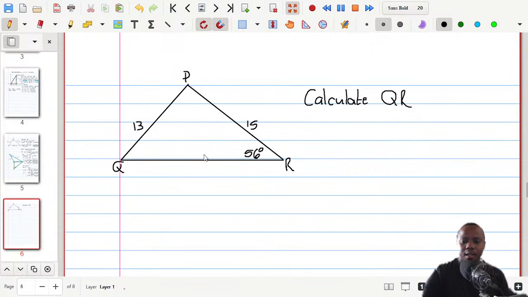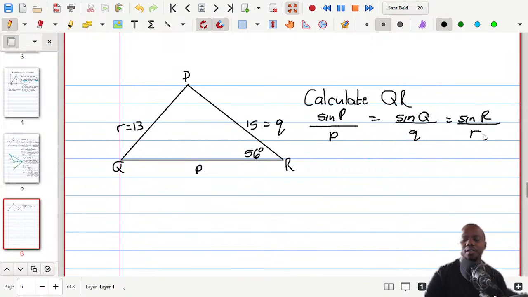So let's label our sides. This is P, this is Q, and this is R. So I'm going to say sine of P over P is equal to sine of Q over Q, which is equal to sine of R over R.